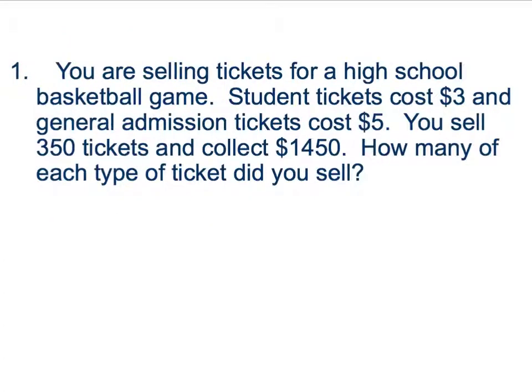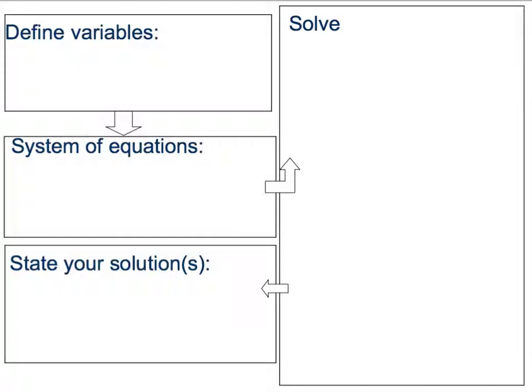Okay, so let's take a look at number 1. You are selling tickets for a high school basketball game. Student tickets cost $3 and general admission tickets cost $5. You sell 350 tickets and collect $1,450. How many of each type of ticket did you sell? Okay, so moving on to the page, we can define our variables first.